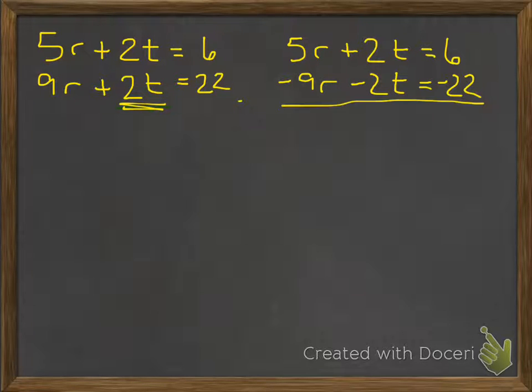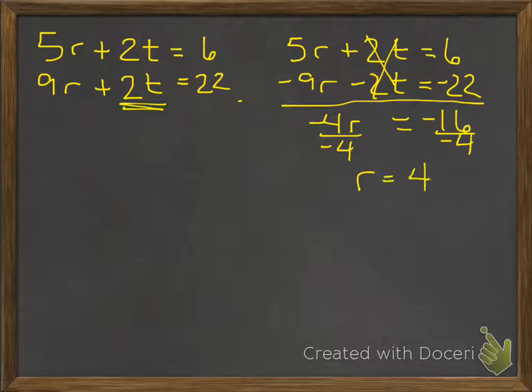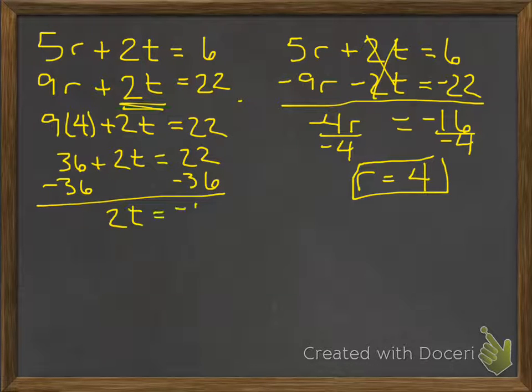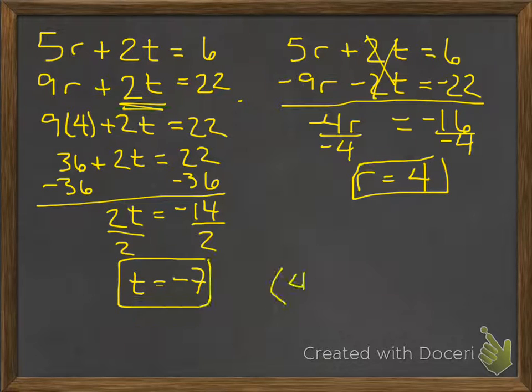Now the t's will cancel, and I can say 5 minus 9 is negative 4, 6 minus 22 is negative 16, and I can divide to get r is equal to positive 4. Again, it does not matter which equation I put this into. I'm going to put it into the bottom one, because I've got the space there. So 9 times 4 plus 2t equals 22. Notice I used the original, the way it was written. I multiply, then I can subtract, and then divide, and I'll have my answer. Okay, so there you go, and that would be your final answer there.